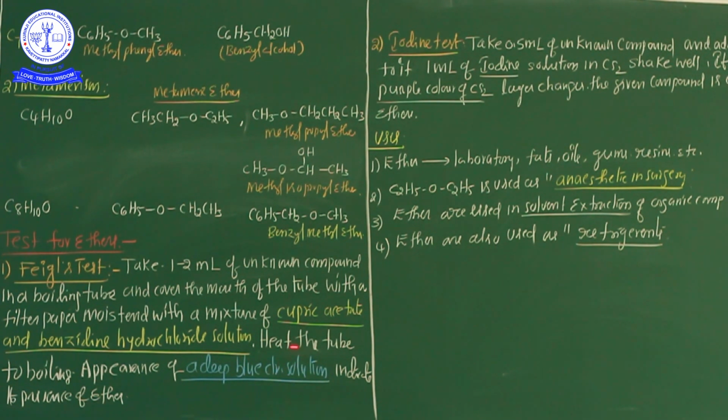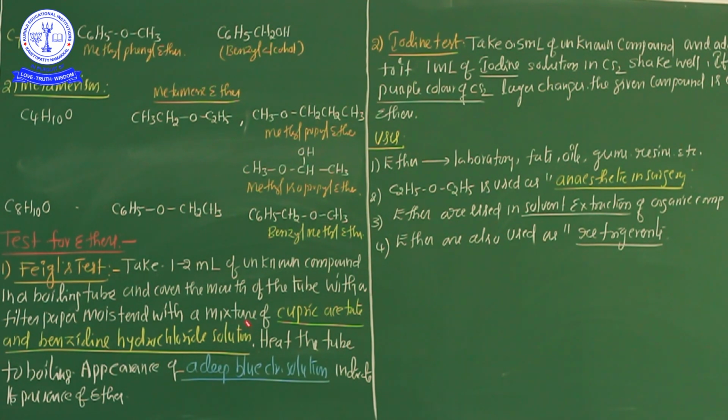Immediately after heating this solution, what happens? A deep blue color appears. A deep blue color solution indicates ether, so the unknown compound is an ether. Important: in the Fagel test, cupric acetate and benzidine hydrochloride are the chemicals mixed with the unknown compound. This is one of the important tests to confirm ether, the Fagel test.